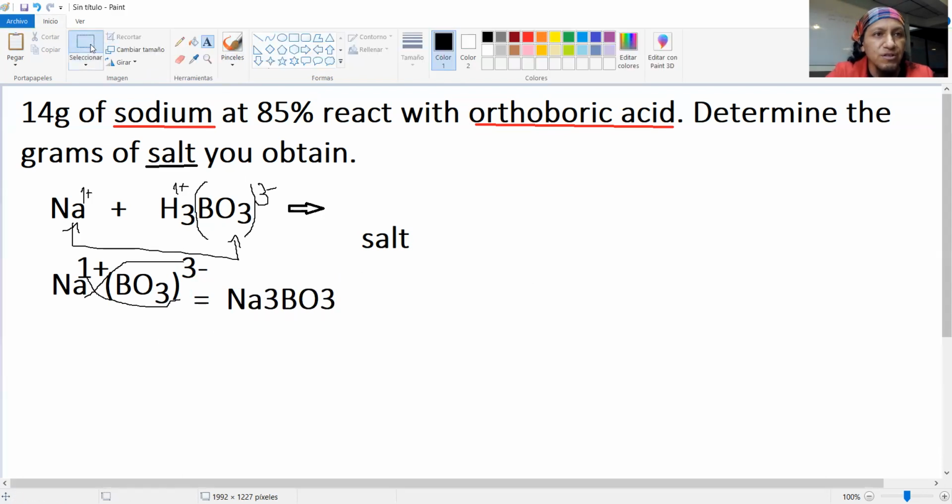So you just created the formula for the salt we were looking for, because it is a salt, because you have the metal part and the non-metal there also, but as a radical. So this is sodium orthoborate. If you think about that, this is the salt we are looking for.